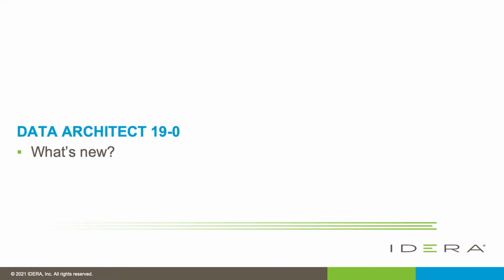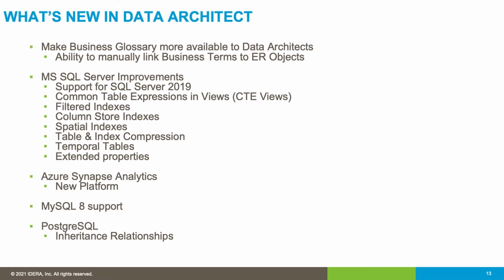Okay, so let's look at what's new in Data Architect version 19. So we've been busy. There's a number of areas that we've made some really good improvements. The first one is more around that business glossary work we've been doing in Team Server. Again, the objective is to allow our data architects to contribute their valuable knowledge about what data means, and allow them to classify their data modeling assets against the business terms. So really support the data governance initiative.